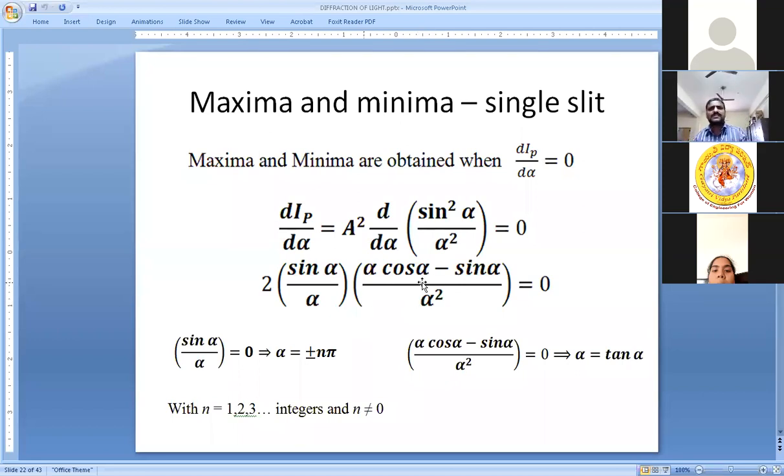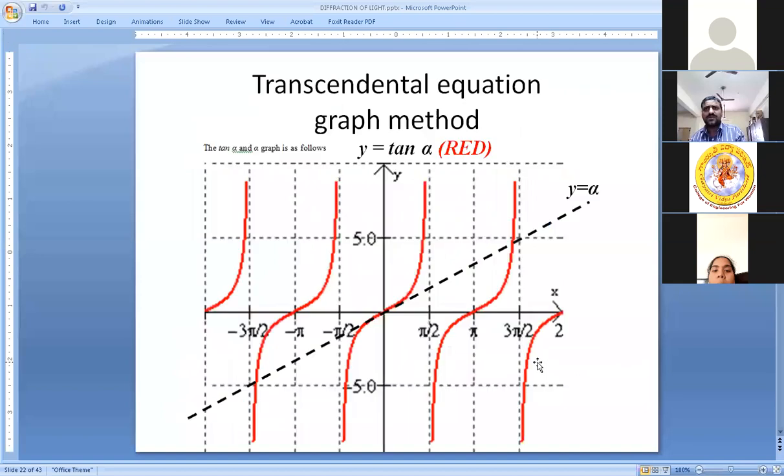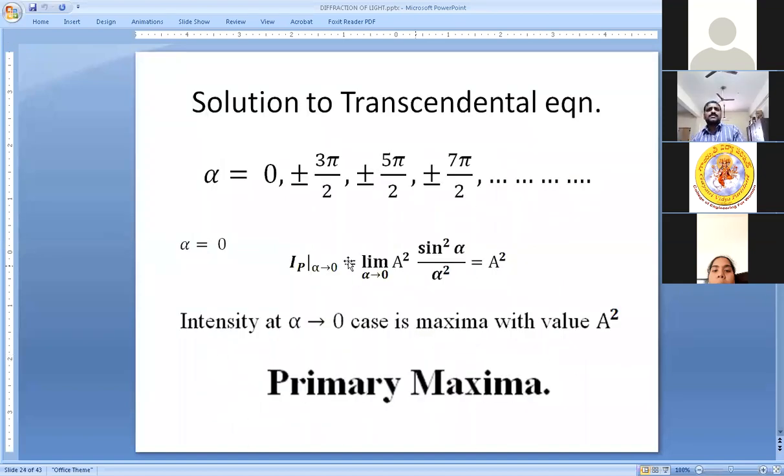Anyway, this expression is good, but as far as physics is concerned, we are not really bothered about this alpha square. Why? Because it's anyway going to 0. So we are only interested in the numerator, right? And thank you for reminding me. Okay, fine. So alpha values are now known. For these alpha values, we may get a maxima or a minima, which we are not really aware of. So let's go one after the other.